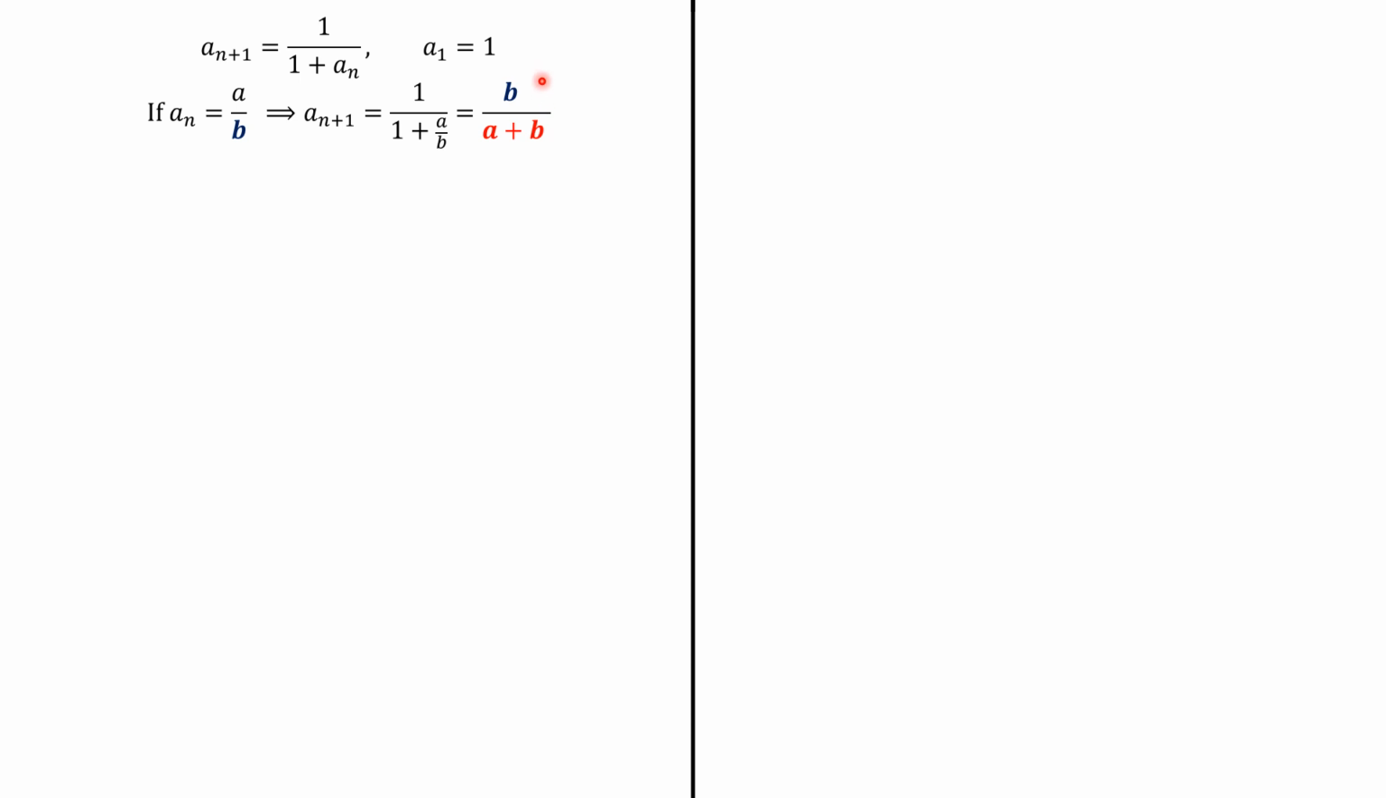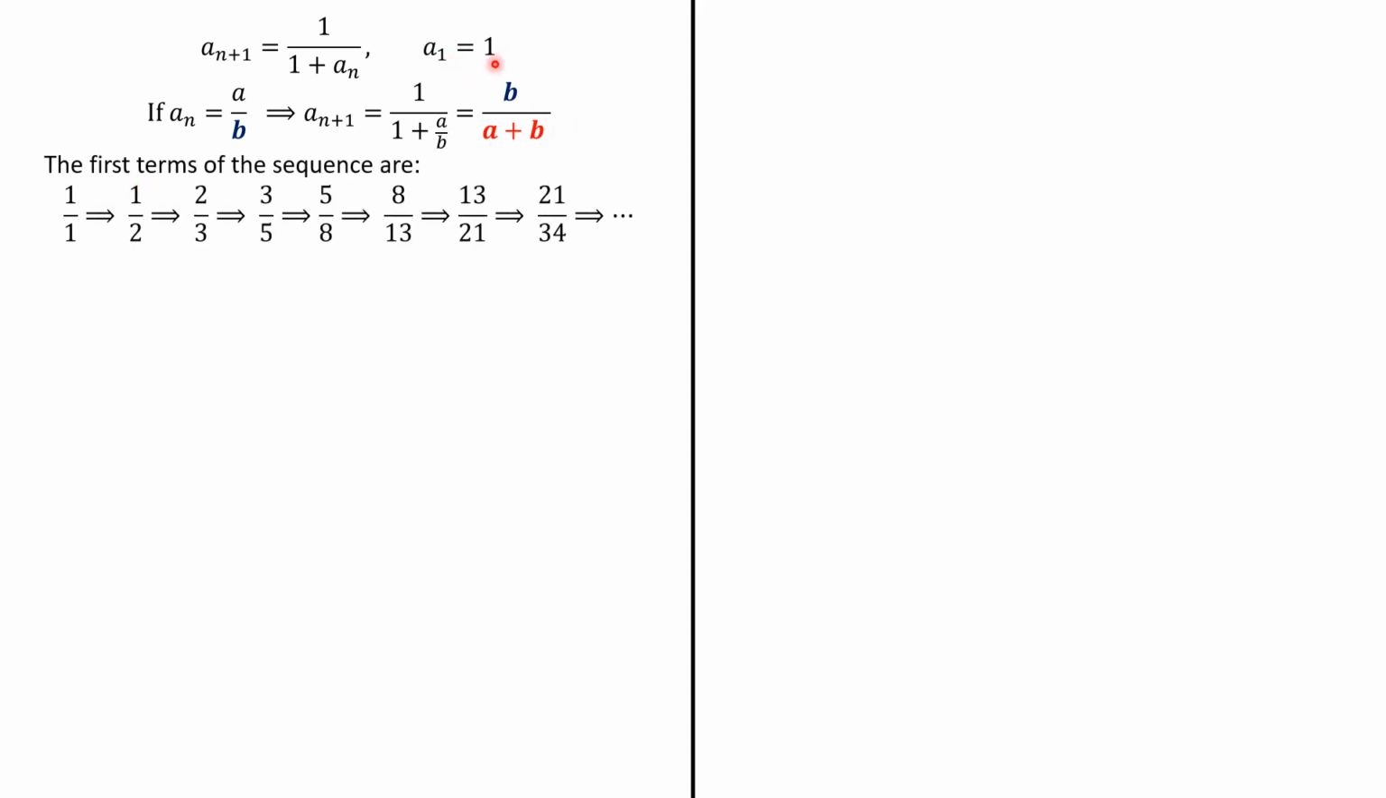It is very interesting what we see here. It means that to get the current term of the sequence, we use the previous term's denominator as the numerator, and we just have to add both the numerator and denominator of the previous term to have the denominator of the current term. So with this idea, we can identify the first terms of this sequence.